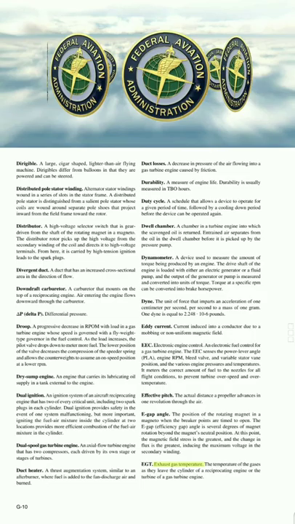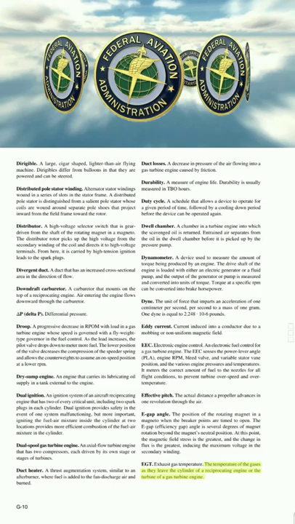EGT. Exhaust gas temperature. The temperature of the gases as they leave the cylinder of a reciprocating engine, or the turbine of a gas turbine engine.